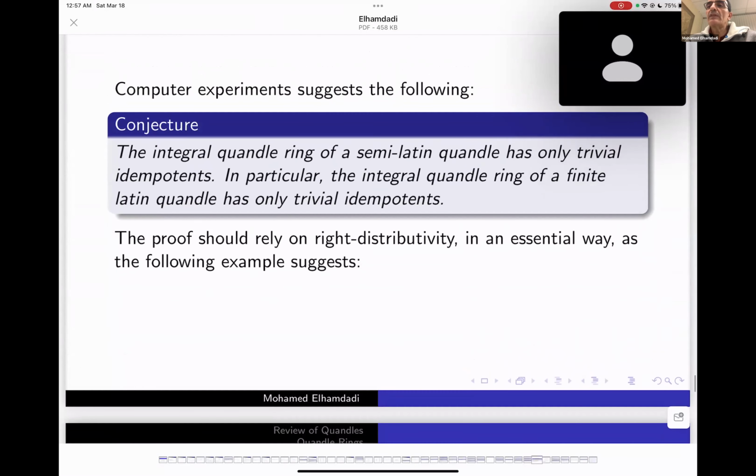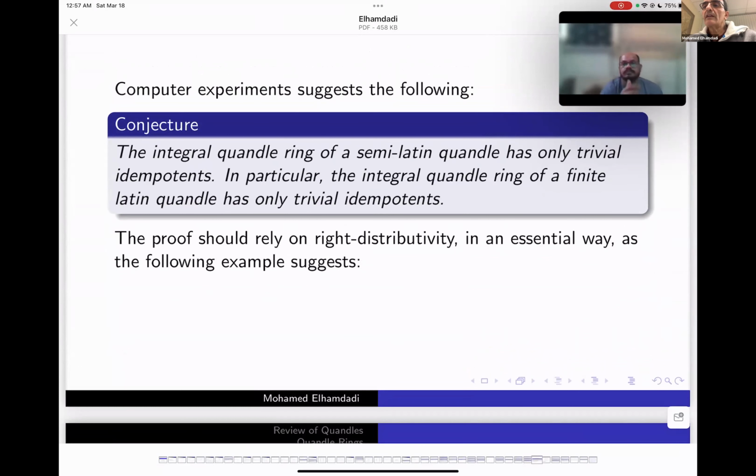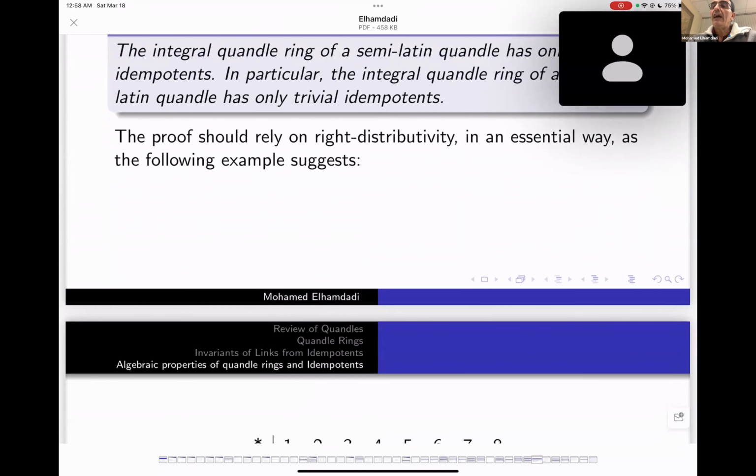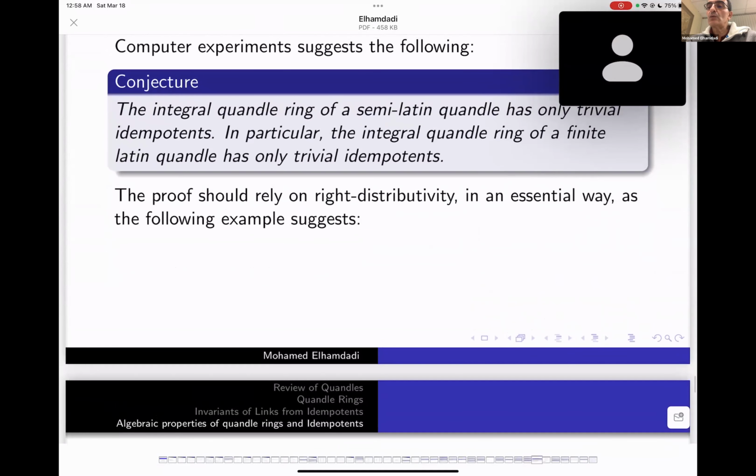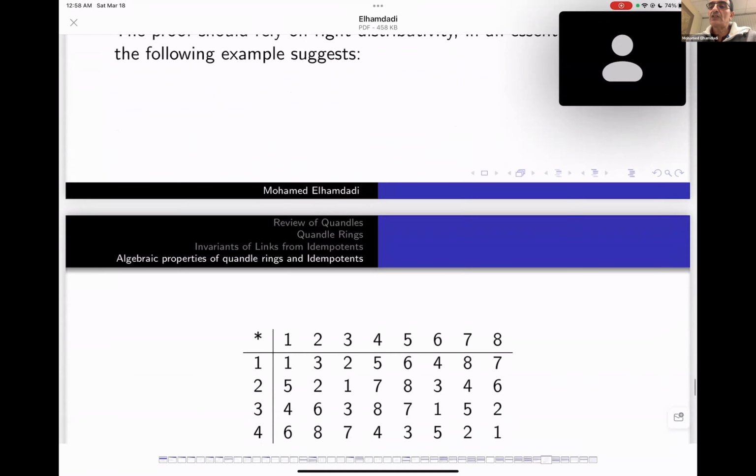From some computer experiments, we made the following conjecture. The integral quandle ring of a semi-Latin quandle has only trivial idempotents. In particular, the integral quandle ring of a finite Latin quandle has only trivial idempotents. And the proof should rely 100% on the right distributivity, as the following example shows.